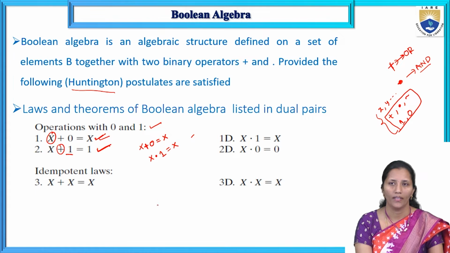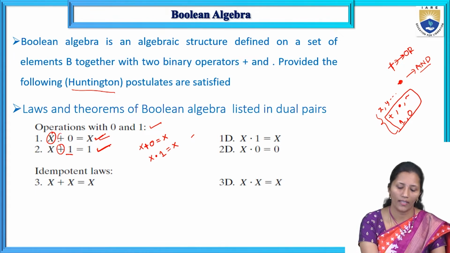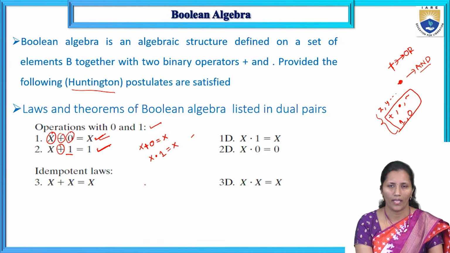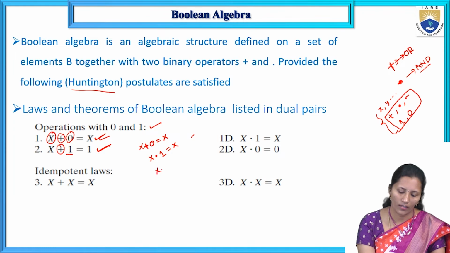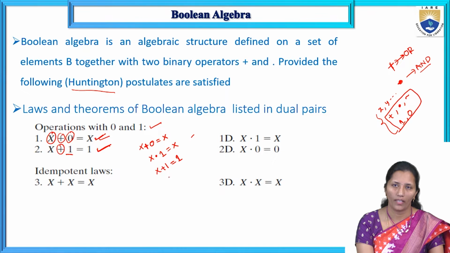So x will become x only. Only the logical operators, the binary operators, and the logical values will change in the duality operator. Suppose you want to write the duality of x plus 1 is equal to 1. How can we write the duality of this equation? The variable will not change here.